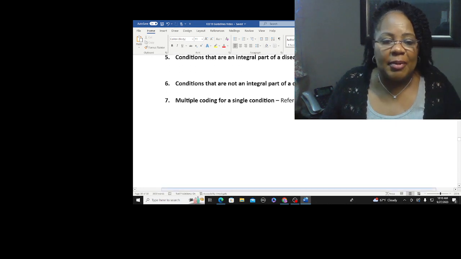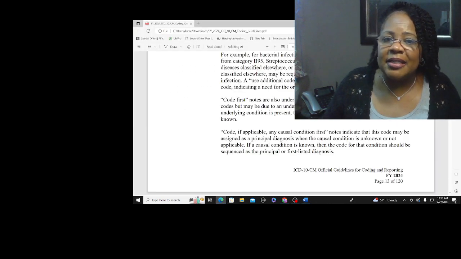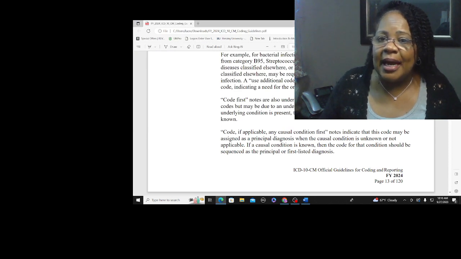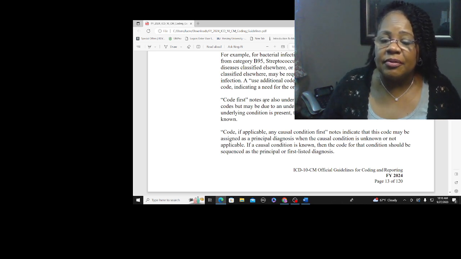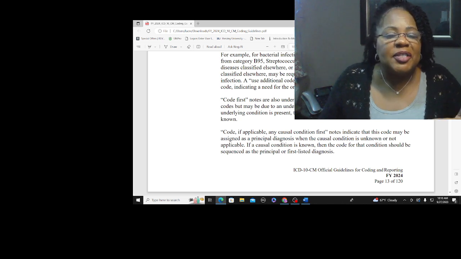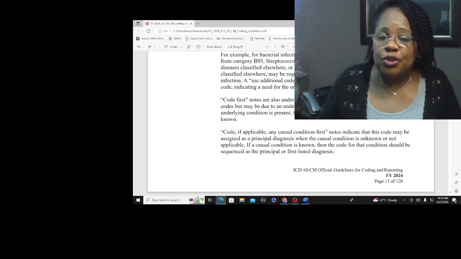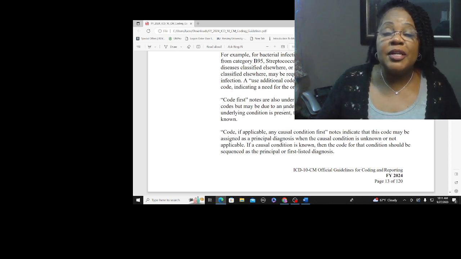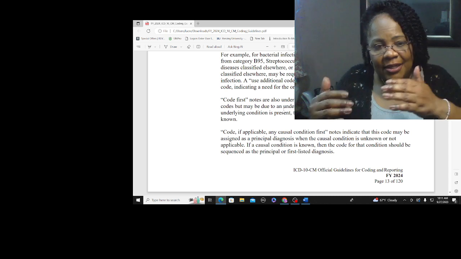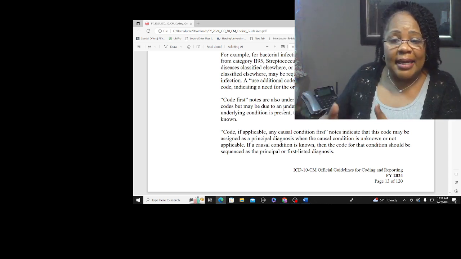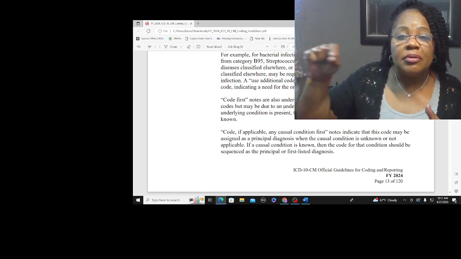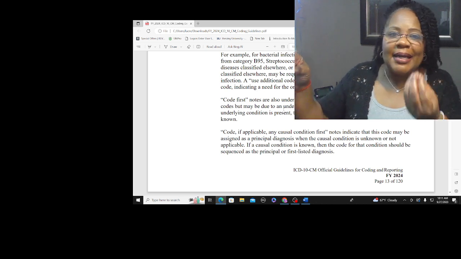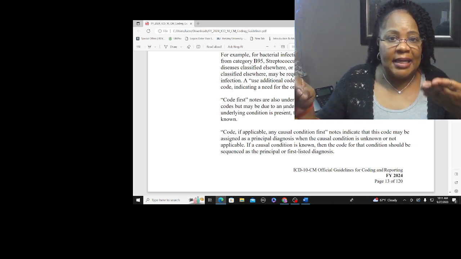Just like my coding guidelines told me here, that I might need an additional code. If the code at the tabular doesn't include the infectious organism, use an additional code to identify the infectious agent. And then you'll see code first. They're also under certain codes that are not specifically manifestation codes, but may be due to an underlying cause. So when there's a code first note and an underlying condition is present, then the underlying condition should be sequenced first if known. In other words, if they didn't have this other underlying condition, then more than likely they wouldn't have whatever condition they have today.